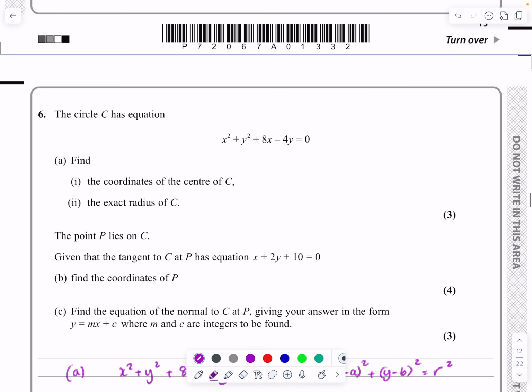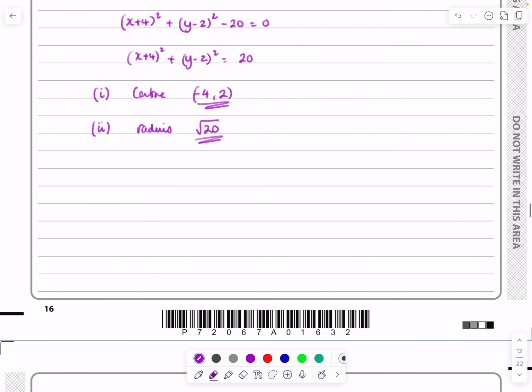What does it then say? It says, okay, P lies on C, and given that the tangent to C at P has the equation x plus 2y plus 10 equals 0, can we find the coordinates of P? So let's just explain what that means then. So for part B, if we've got our circle, what we're saying about this circle is that there is a tangent to the circle.